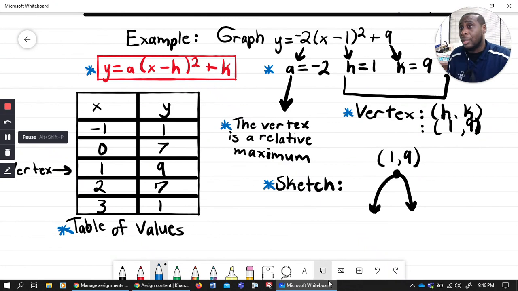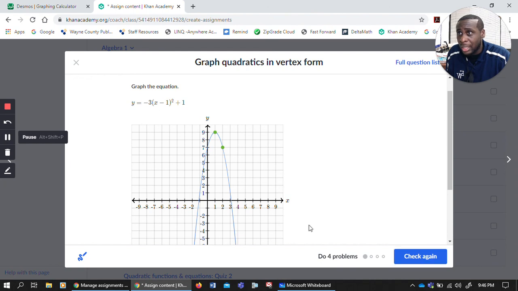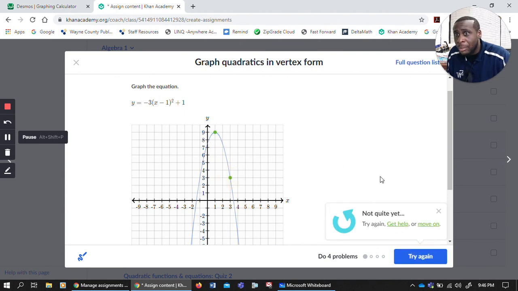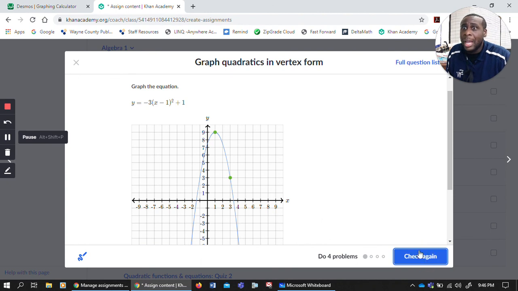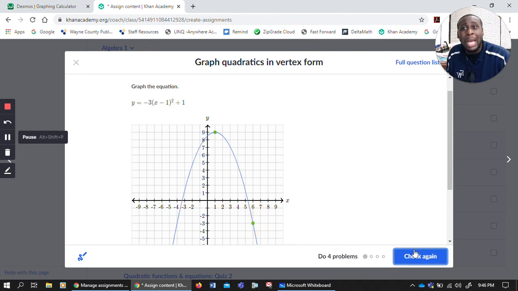So again, guys, when you get it wrong, you have an option to try it again. So you can't say that you didn't have another option. Check again, right? So you can move stuff around. I'm going to get it wrong again, just so you can see. Check again. Oh snap! I can still try it again. You've got unlimited chances here on Khan Academy, or at least I believe that it's unlimited. Try again. See how many times they're telling me to try it again?